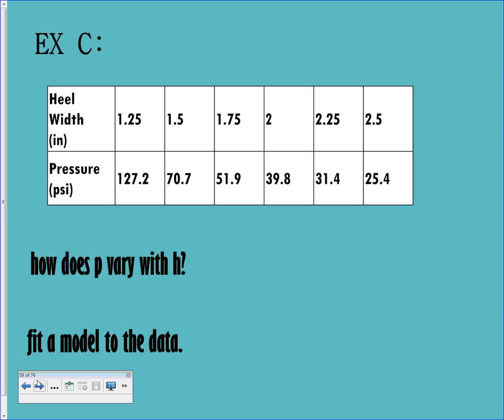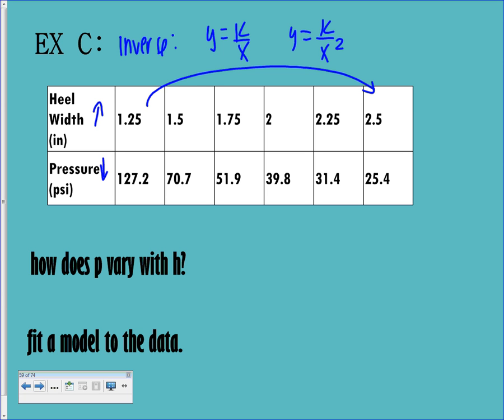Now if I look at my heel width, you're going to notice those numbers are going up, but you're going to notice the heel pressure numbers are going down. So I've got one going up, one going down, so this is going to be an inverse relationship, which means my options are y equals k over x or y equals k over x squared. So again, let's take 2 points and find the relationship. So maybe I would want to use 1.25 and 2.5 all the way at the end because I'm multiplying that by 2.